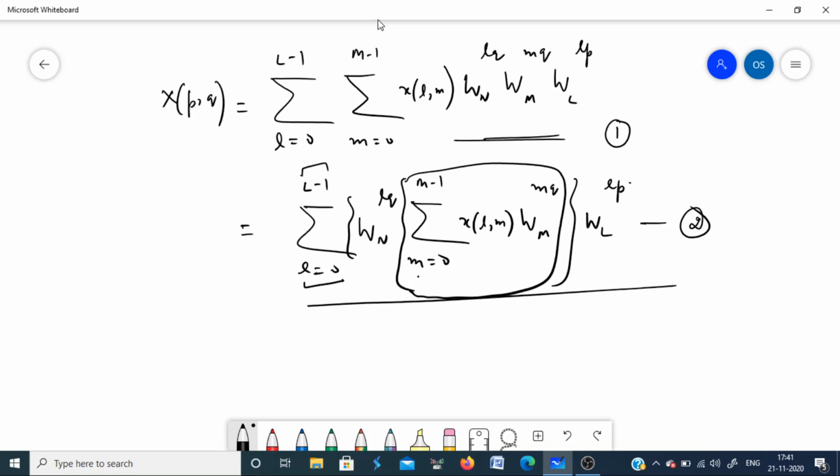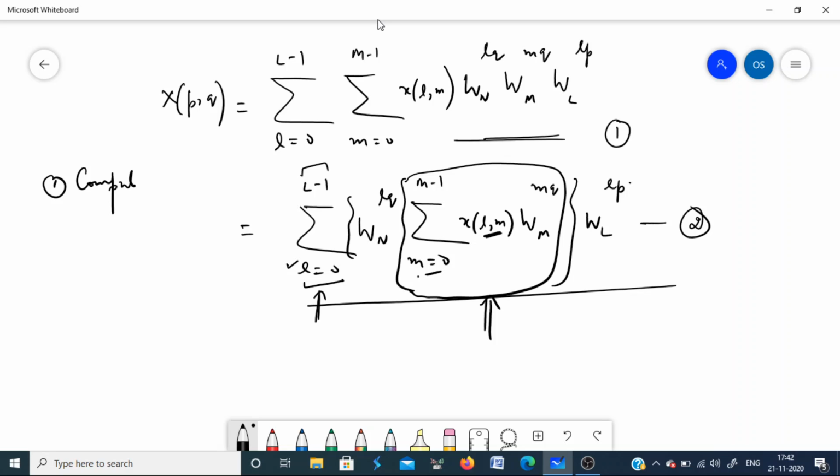Okay. And if you vary L from 0 to L minus 1, if you first suppose fix L is equal to 0 here, and then I vary M from 0 to M minus 1, I will get the first row. Then you take L is equal to 1, again you vary M from 0 to M minus 1, you will get the second row. Okay. So this factor is basically nothing but the N-point DFT of each row. Okay. So this is the first step that we have to do.